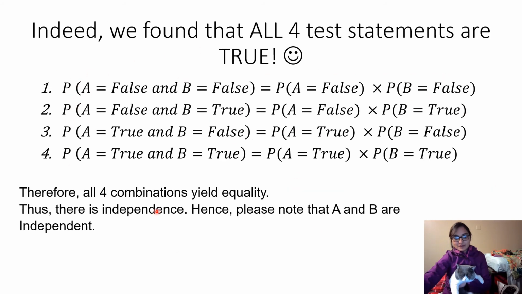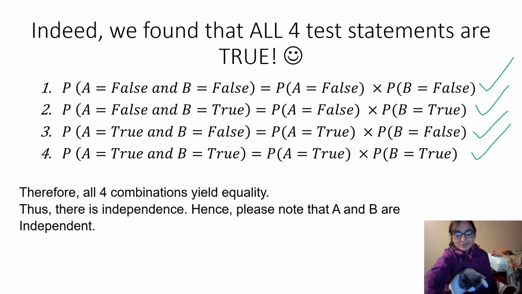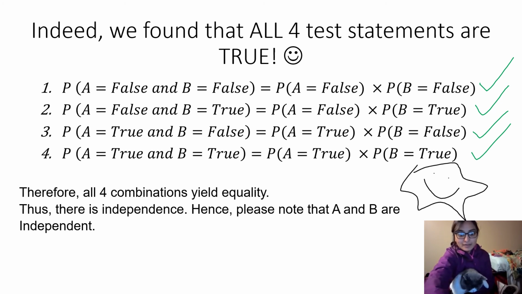So what we found from our analysis is this. Indeed, each and every single one of these passed. So we are really happy to say that all four combinations are equal. They yield equality. If only one or two or three of them passed, then we cannot say that A and B are independent. But if all four of them pass, then we can say that A and B are indeed independent of each other. So we needed all four of these to pass.